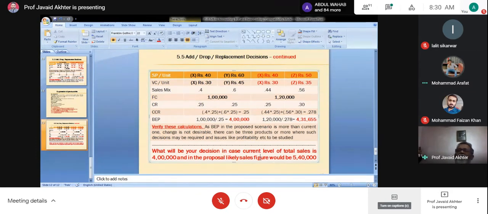Okay. Any other limitation? Also, the fixed cost will not remain constant in the longer run. For example, if we increase the production, we may add machinery. In that case, sir, the fixed cost will increase. Fixed cost will increase. Yes, sir. Okay. Any other limitation?